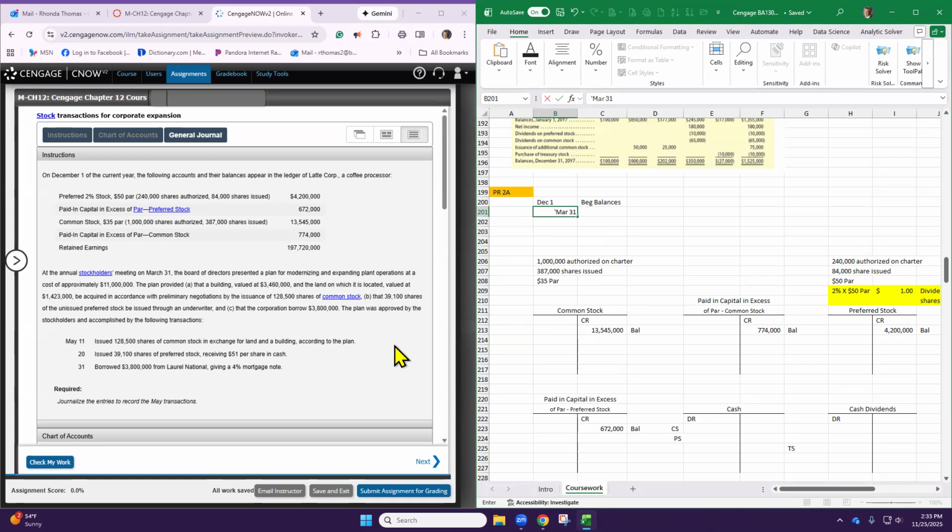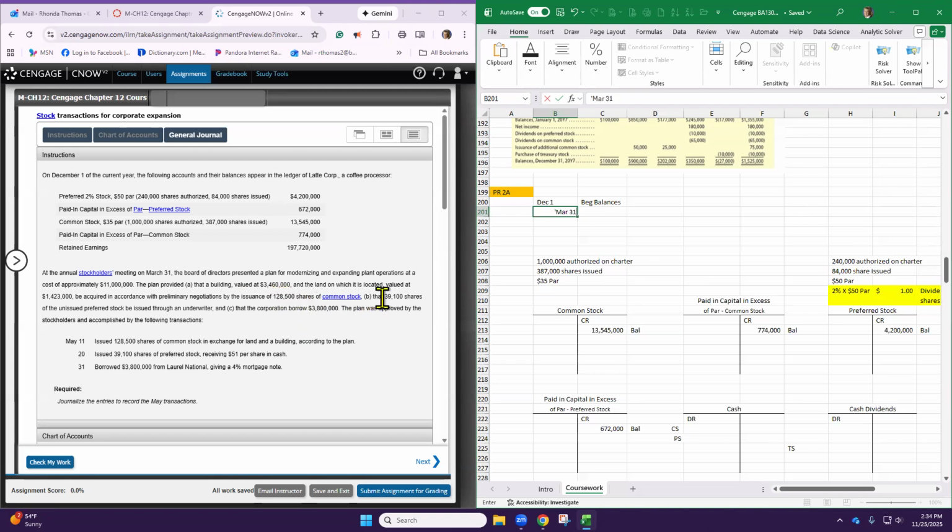plant operations at a cost of approximately $11 million. The plan provided that a building valued at $3,460,000 and the land on which it's located valued at $1,423,000 be acquired in accordance with preliminary negotiations by the issuance of 128,500 shares of common stock. So they're going to sell that many more, right?